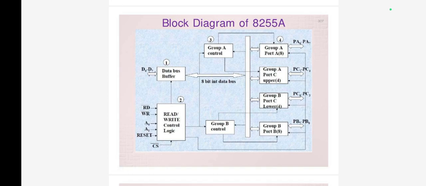control logic, group A control, group B control. Group A control controls group A, that is port A and port C upper. Group B control controls group B, that is port B and port C lower.